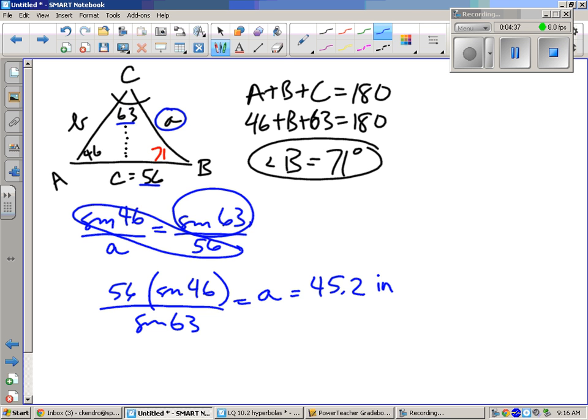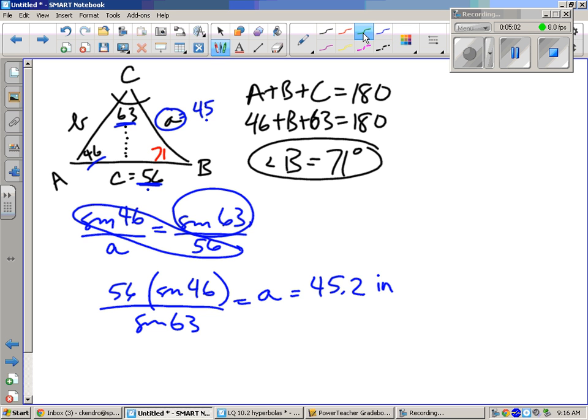Now, does that seem reasonable? Look at 63 and 56, and then compare 46 and now 45. So C is the biggest angle, or in this part, 63 is bigger than 46. That means 56 should be bigger than 45, and it is. So it makes sense.